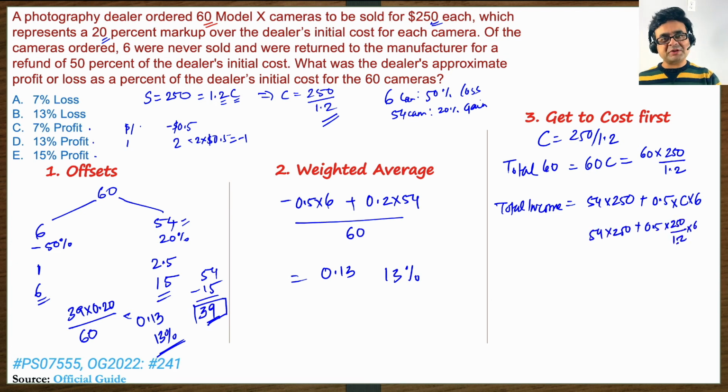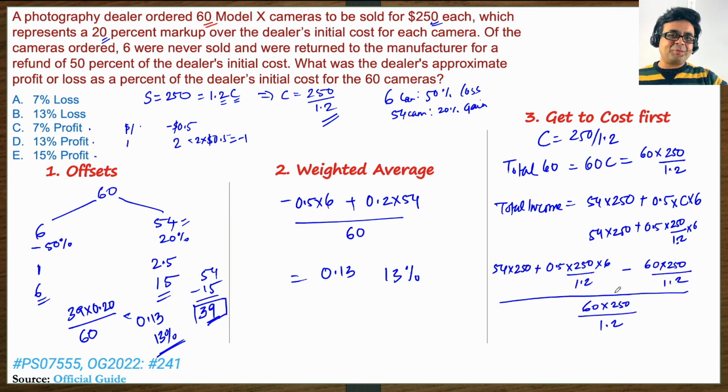And what is profit percentage? Total income minus total cost divided by total cost multiplied by 100, right? So let's write that down quickly. And this is the formula for my profit percentage.